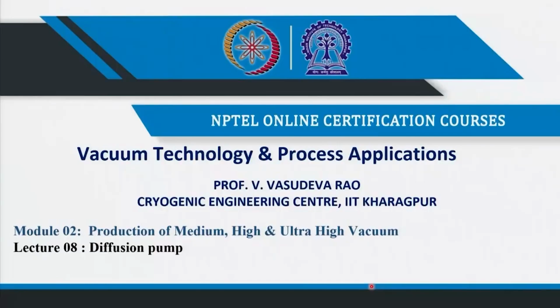Good morning, everybody. We are in module 2, where we are trying to discuss production of medium, high and ultra high vacuum. It contains several pumps like rotary, diffusion, roots blowers and dry membrane pumps, water ring pumps, steam jet ejectors, turbomolecular pumps, cryo pumps and a variety of pumps for various ranges of vacuum. In that process, we have already completed the rotary vane pump, which is the most popular pump for vacuum technology, because it is the backing pump for several other high vacuum pumps.